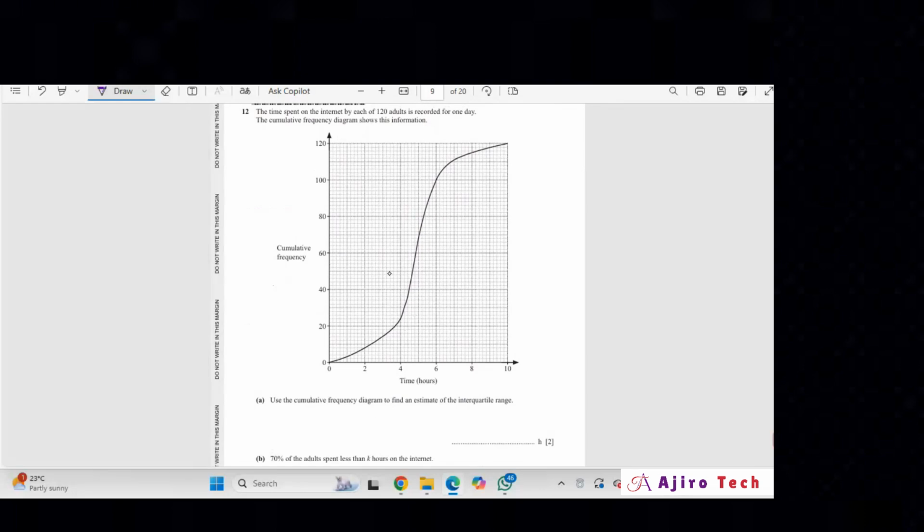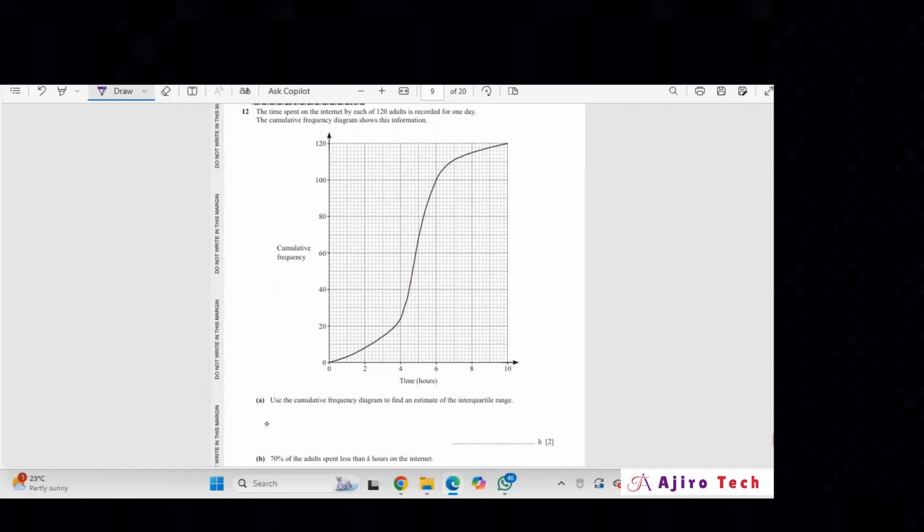Now, the next question is: the time spent on the internet by each of 120 adults is recorded for 1 day. Listen to the question. It's recorded for 1 day. Now, the cumulative frequency diagram shows this information. So what we just need to do is to also solve this diligently. Now, the question is: use the cumulative frequency diagram to estimate the interquartile range.